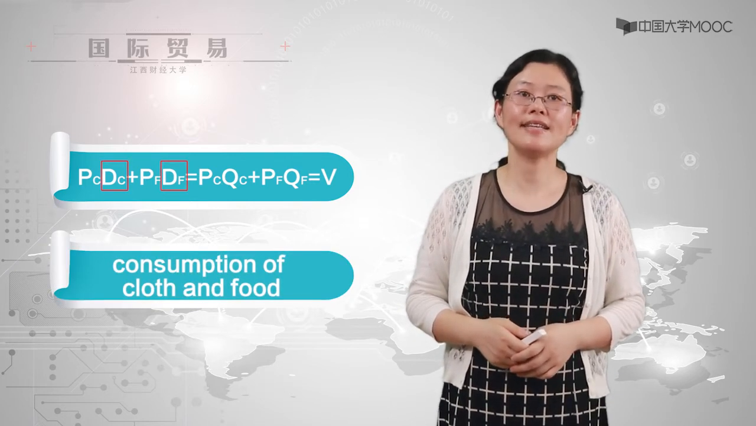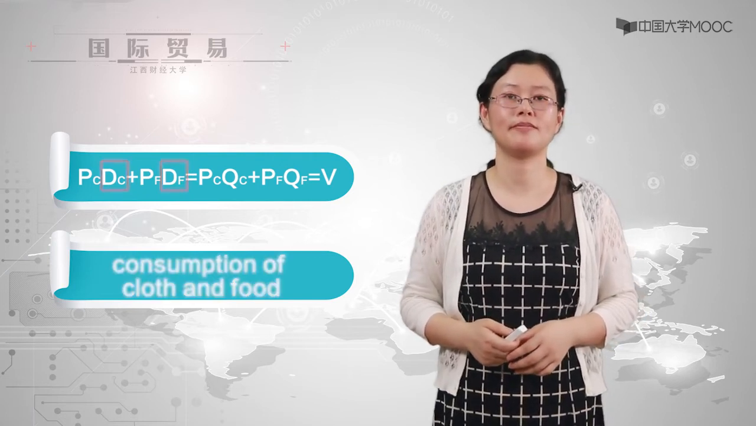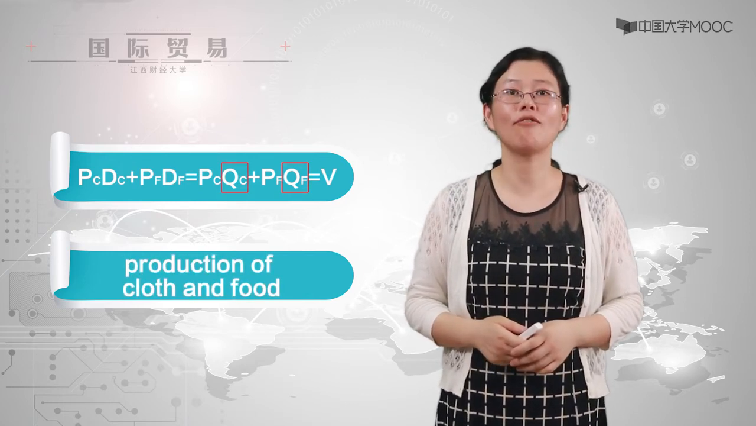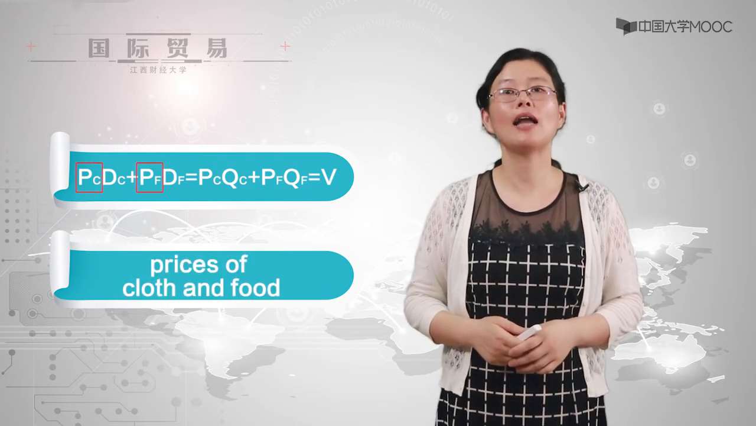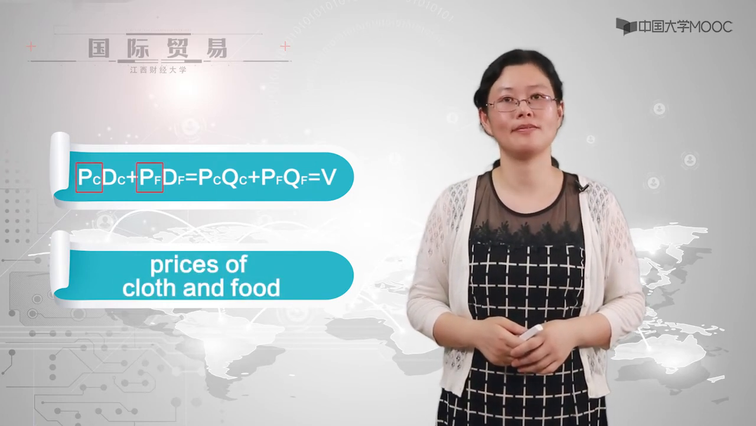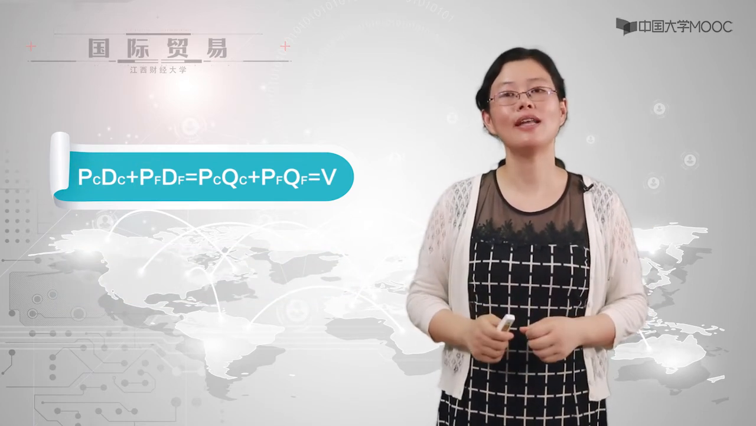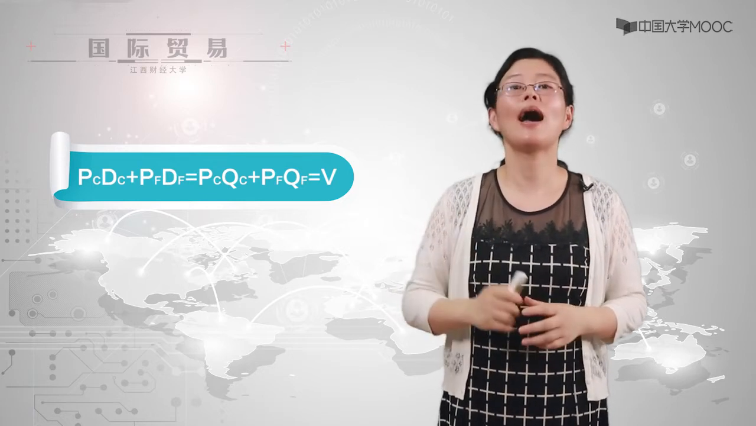Here, DC and DF are the consumption of crops and food. QC and QF are the production of crops and food. PC and PF are the prices of crops and food. This equation means the production point and consumption point must align on the same isovalue line.